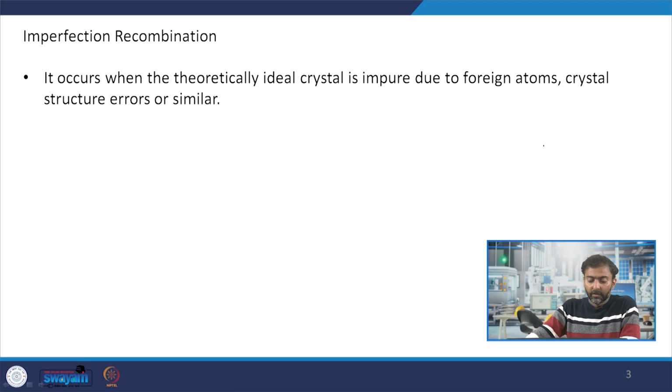As the name indicates, there is something of an imperfection in the solar cell which is creating this recombination. Now what is that imperfection? Let's look at it. It occurs when the theoretically ideal crystal is impure due to foreign atoms, crystal structure errors or similar. Basically, ideally we don't expect any impurity in the ideal crystal. It is like a perfect crystal of silicon having no impurity.